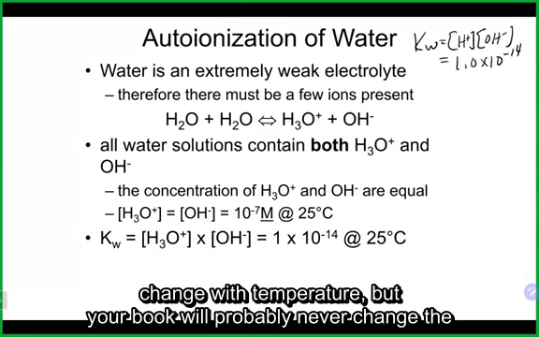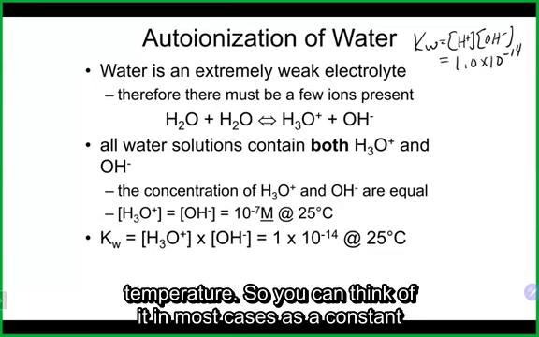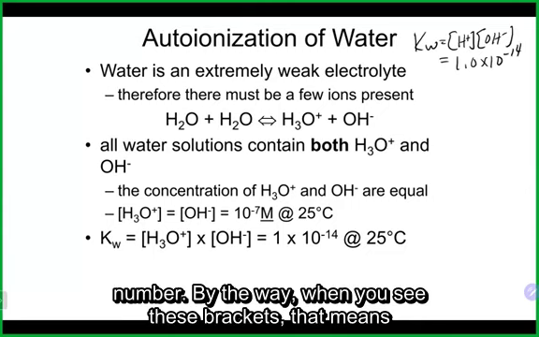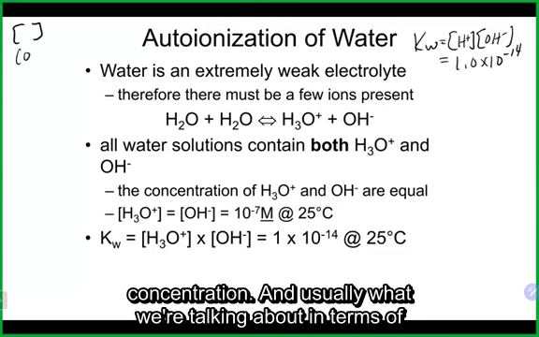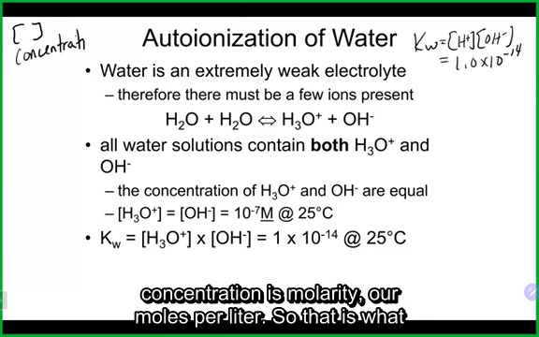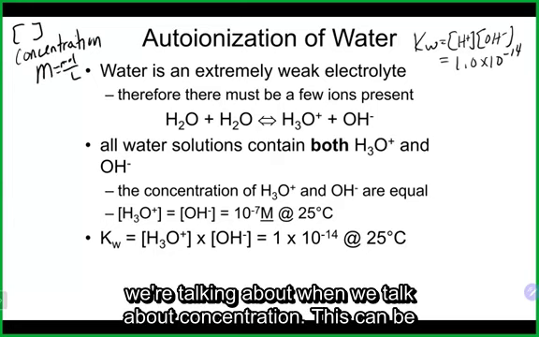It really does change with temperature, but your book probably will never change the temperature. So you can think of it in most cases as a constant number. By the way, when you see these brackets, that means concentration. And usually what we're talking about in terms of concentration is molarity, or moles per liter. So that is what we're talking about when we talk about concentration.